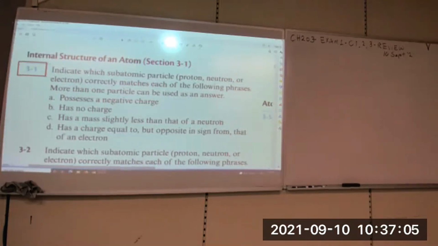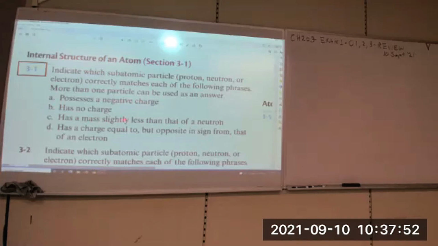Right, before we run out of time, are there any in this group that we need to attack first? Okay. Which subatomic particle correctly matches each of the following phrases? Possesses a negative charge. That's an electron, right? Okay. Has no charge. Well, if we're stuck, our only choices are subatomic particles, then if it's neutral, then it has to be a neutron.